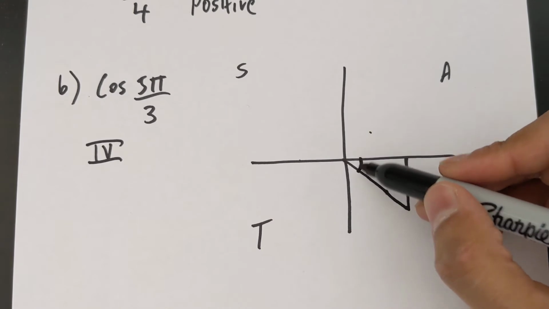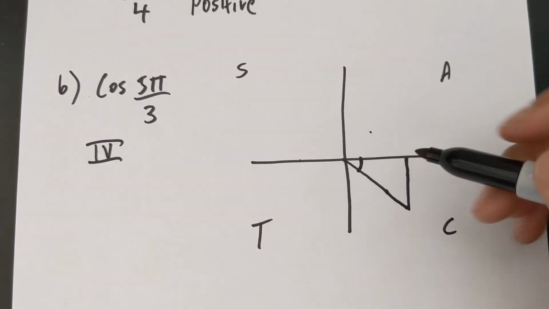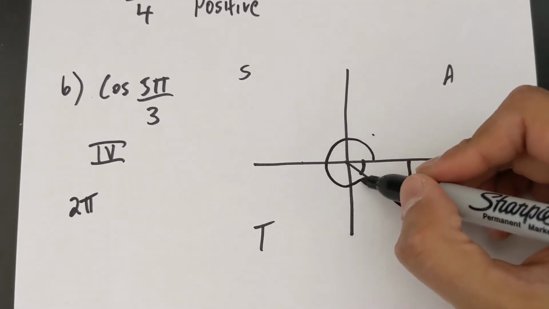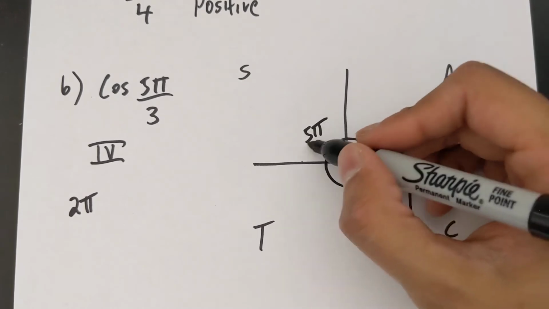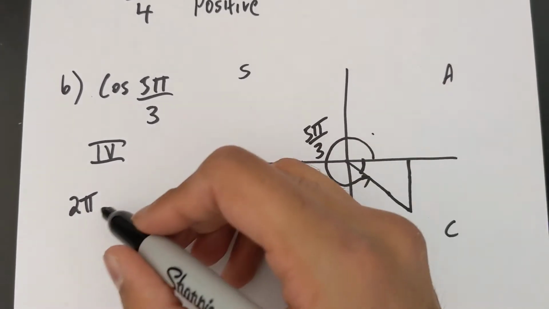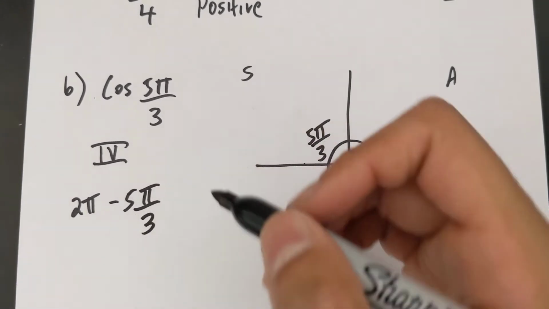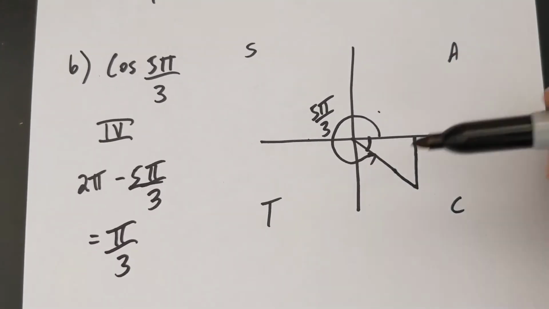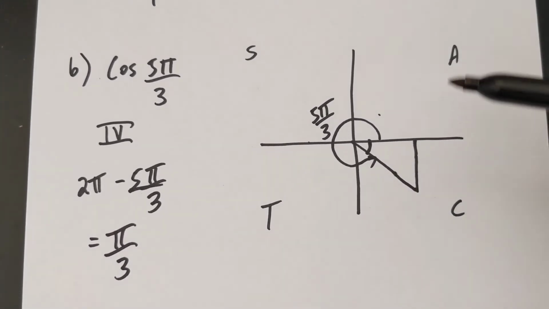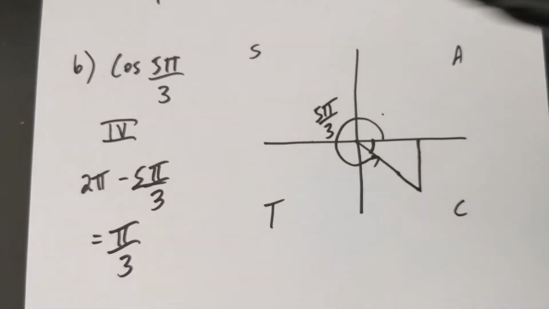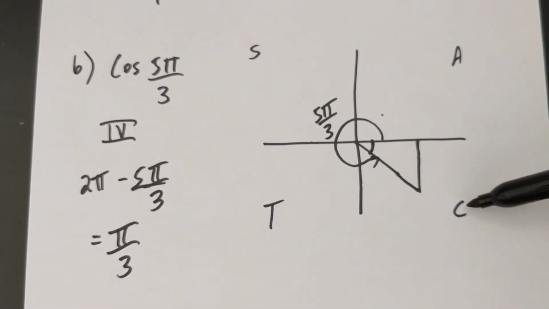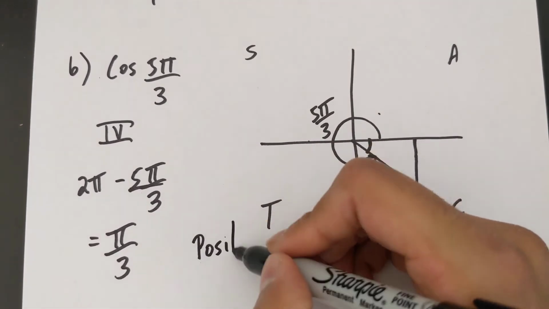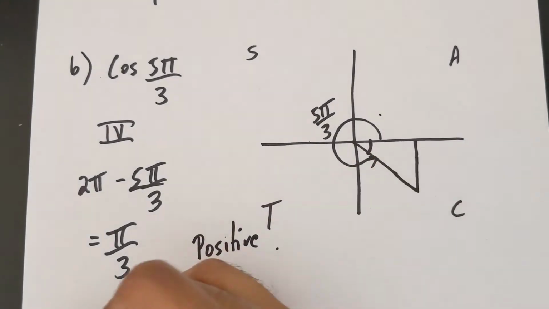The related acute angle, so I know that one full circle is 2 pi, and I know that from here till here is 5 pi over 3. So the related acute angle is 2 pi minus 5 pi over 3, which is just pi over 3. And last, I want to determine the sign of the ratio. So this is a cos equation, and if I look over here, cos is positive in this quadrant and this one, so basically it's going to be positive again.